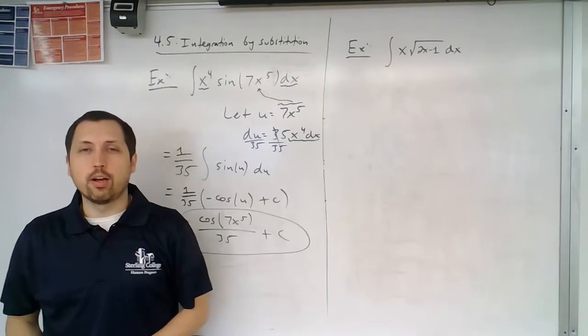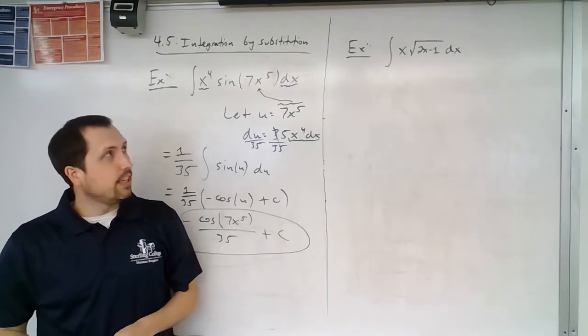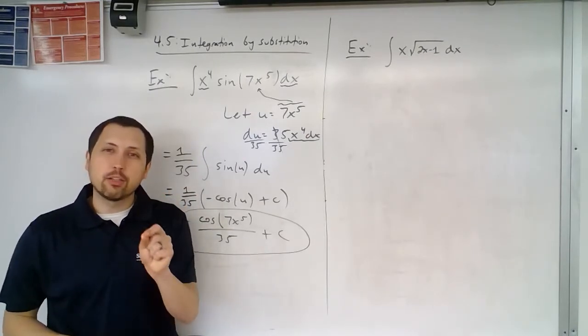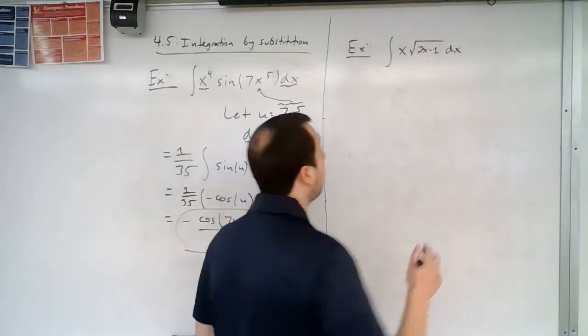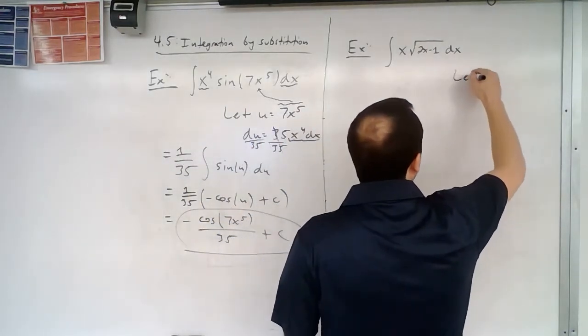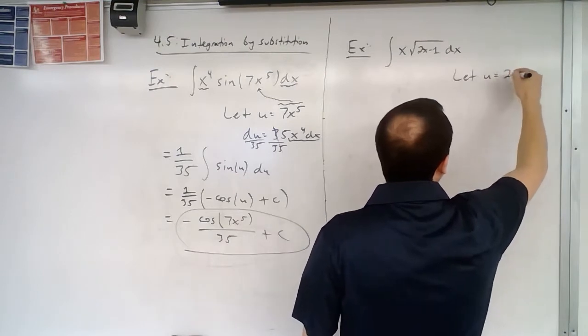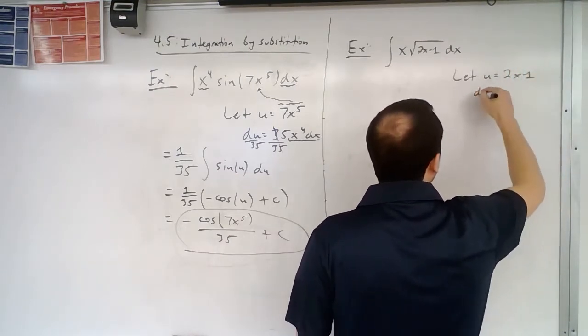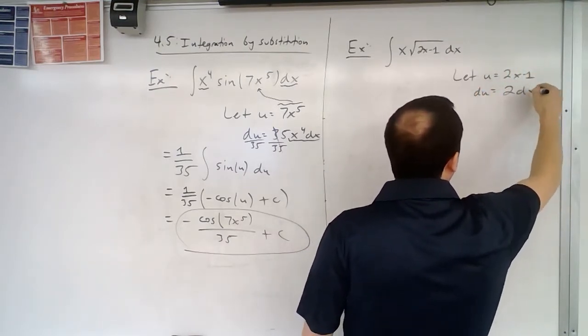So this next one, again, we saw one similar to this. I like to approach it in a similar way. I'm going to say let u equal 2x minus 1. du is going to be 2 dx.